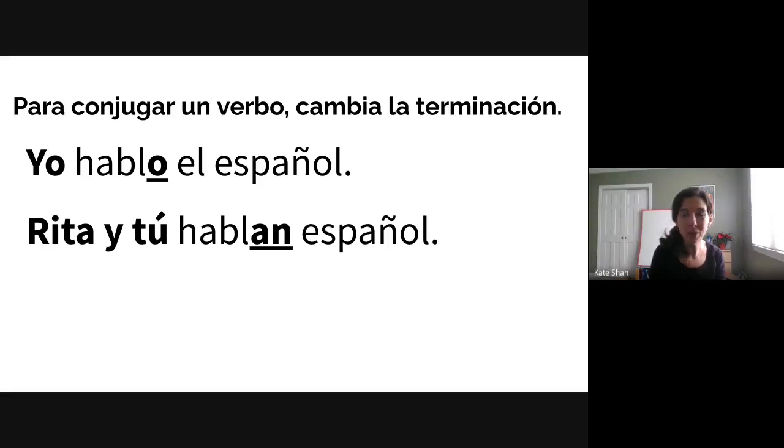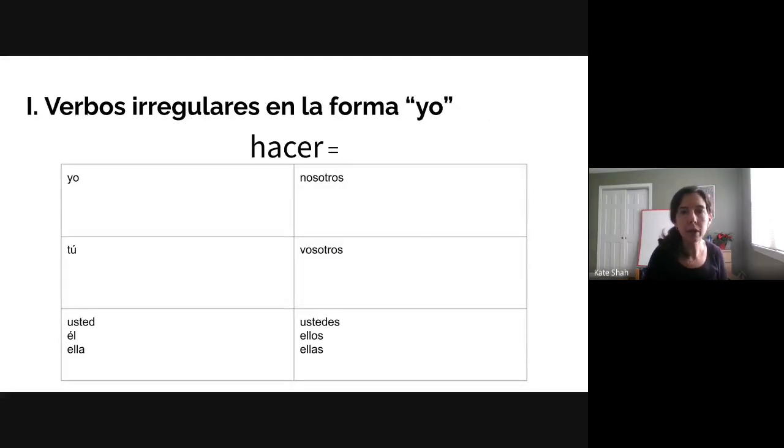Today, we're going to talk about some slightly different verbs that have one more little complication to them. And we're going to start with verbs that are irregular in the yo form. So on the last page of your vocab list, there's a chart for the verb hacer, which you all remember means to do or to make.